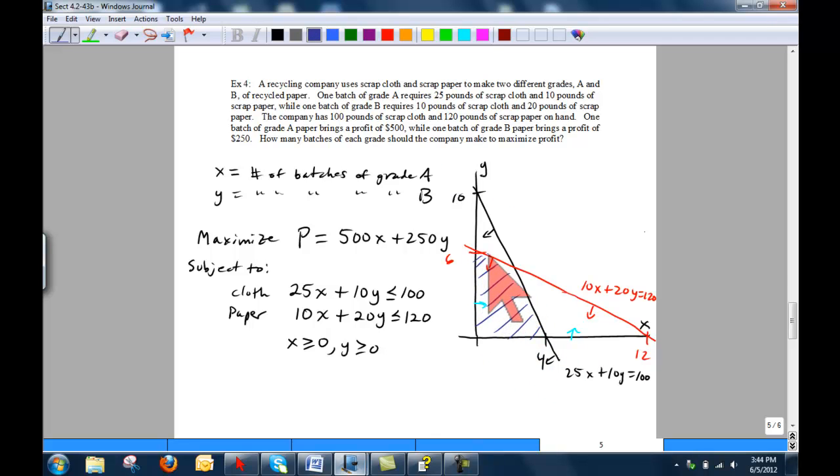Similar geometric situation to what we've seen on other examples, with 4 corner points: 0, 0, 0, 6, 4, 0. And here, if you solve the red and the black equations simultaneously, you can show that this intersection point is 2, 5.